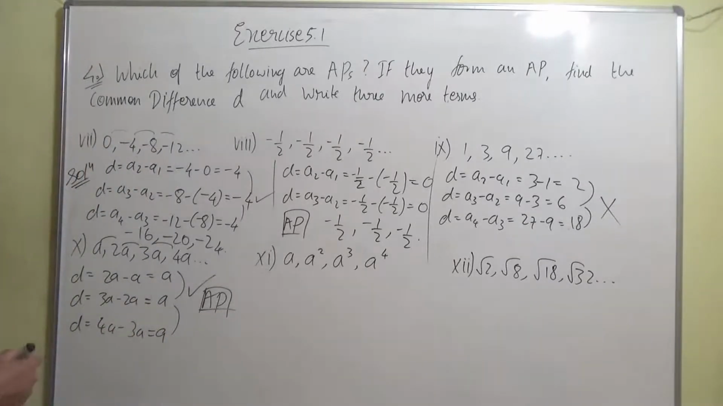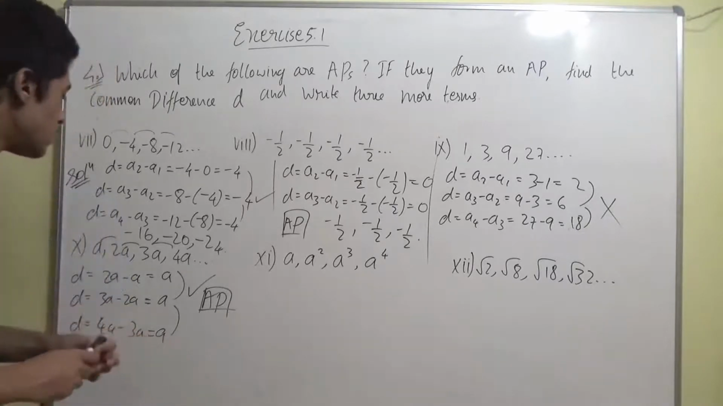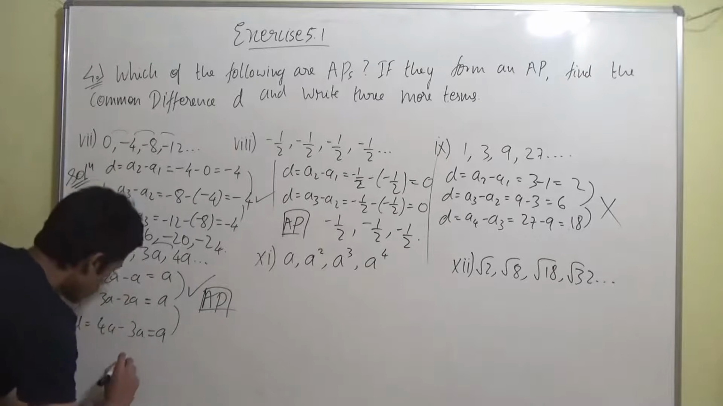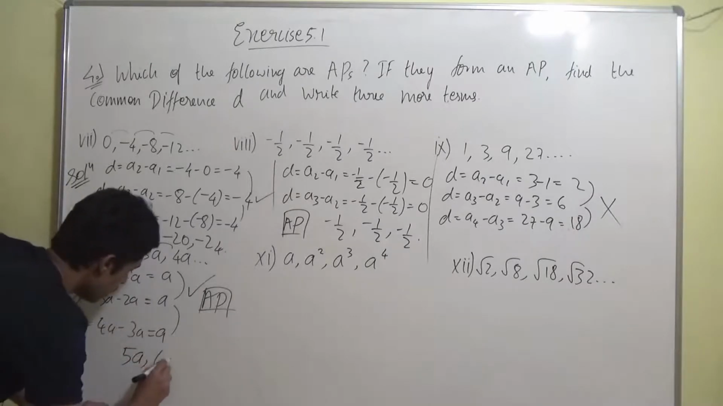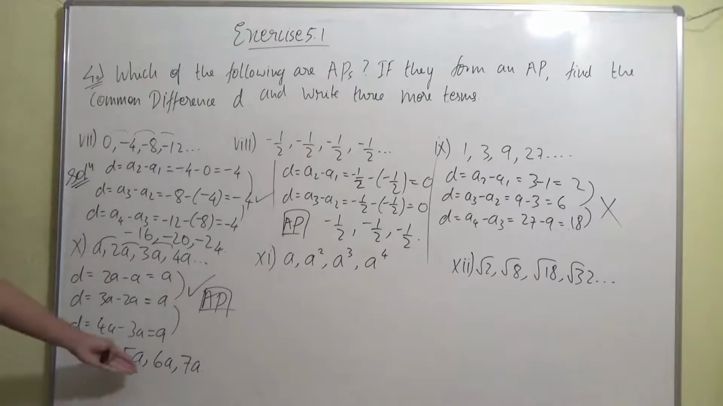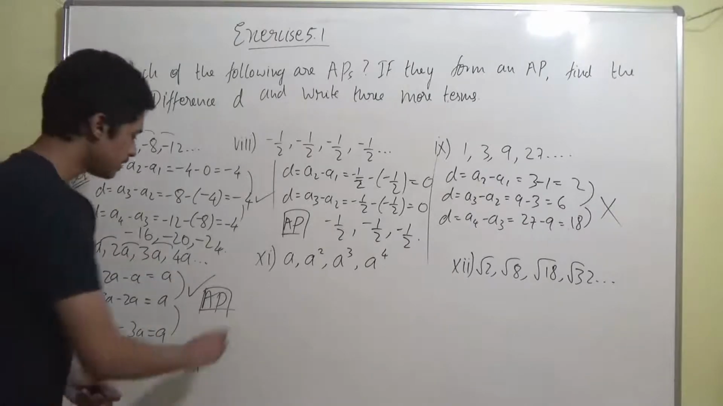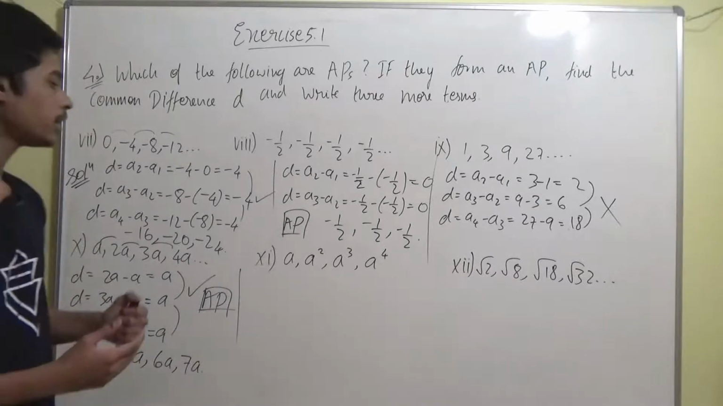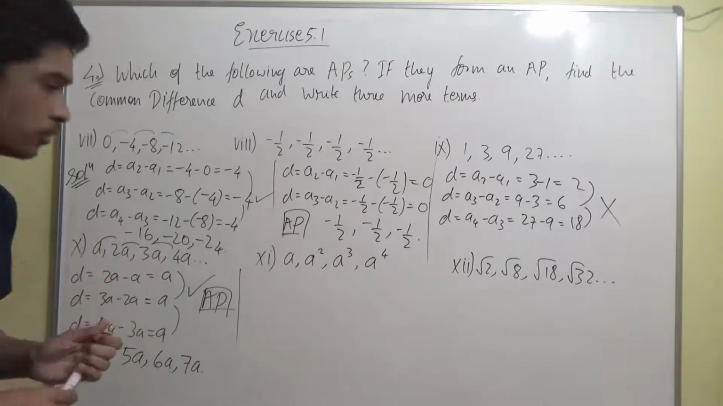Now let's go and find the next 3 terms. To find the next 3 terms, what you'll do? You will just add the difference to the last term. You will keep adding the difference to the last term, you'll be getting the next term in the series. So after 4a, it's going to be 4a plus a, that is 5a. After that 6a, and after that 7a. Getting it guys? These are the next 3 terms in this series, right? Done. Now let's go to the 11th sub question, which is a square, a cube, a to the power 4.